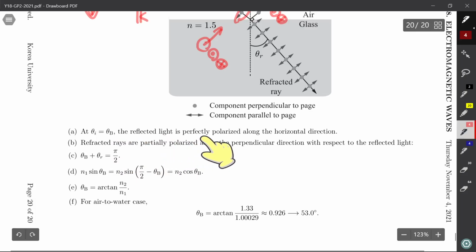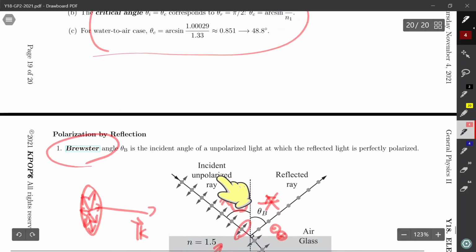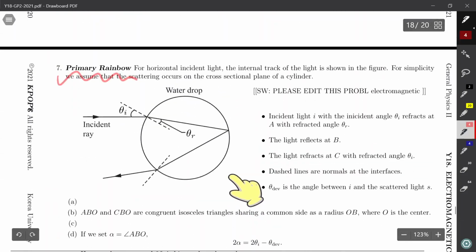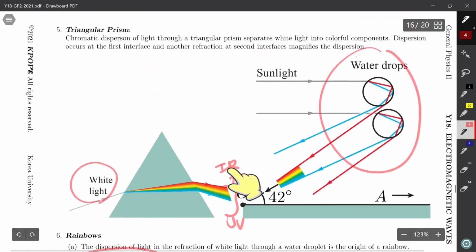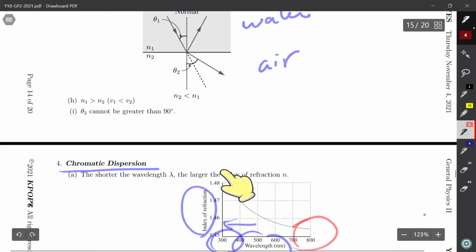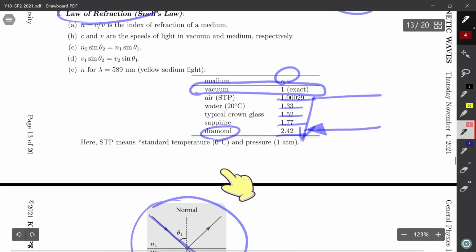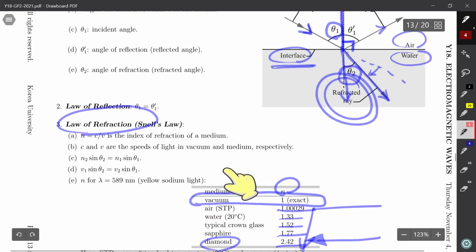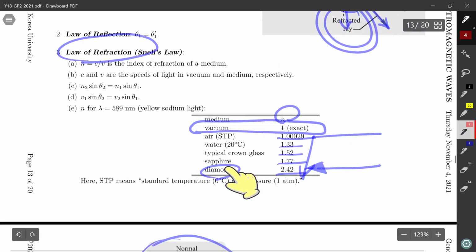Reflected light is perfectly polarized along the horizontal direction. Then refracted rays are partially polarized along the perpendicular direction with respect to the reflected light. Snell's law stands for the relationship between the angle of reflection and refraction, and that can be applied to compute that angle.